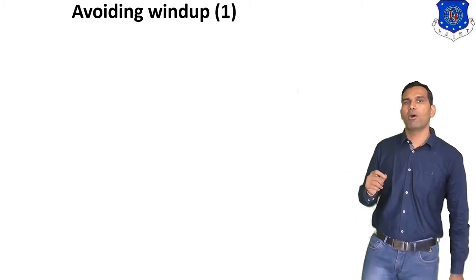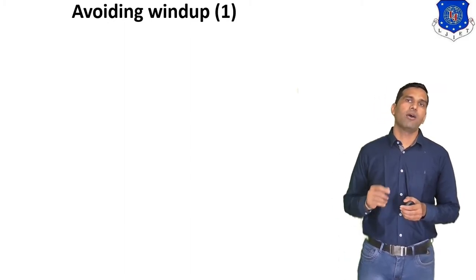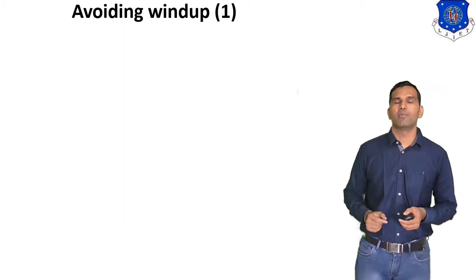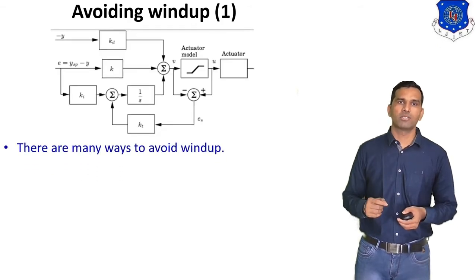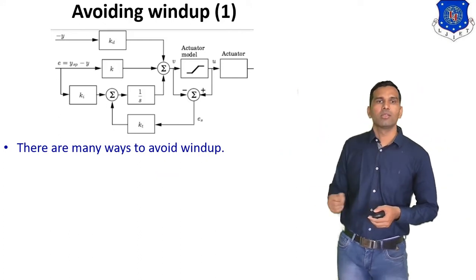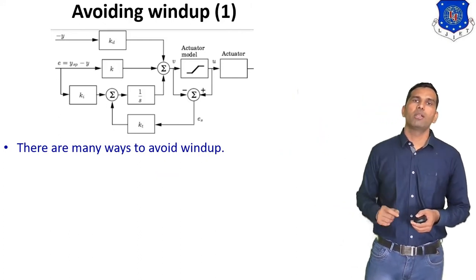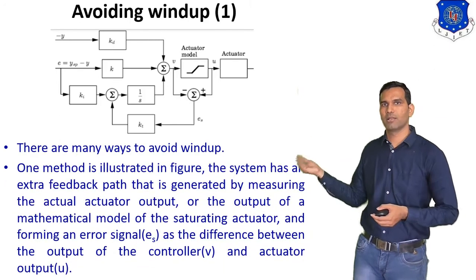Now we discuss the anti-windup system. That means how we can avoid the windup. The first system we discuss is the anti-windup system. You can see this is the diagram for that. There are many ways to avoid the windup. One method is illustrated in this figure.